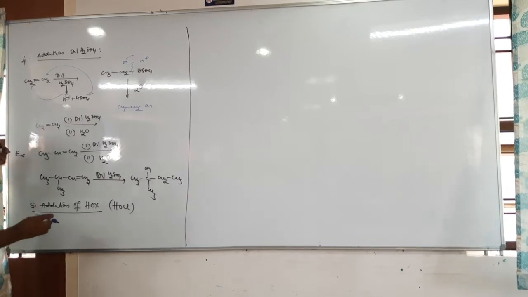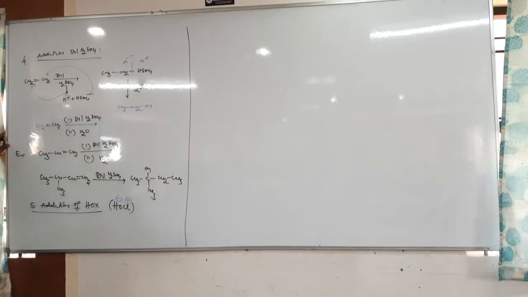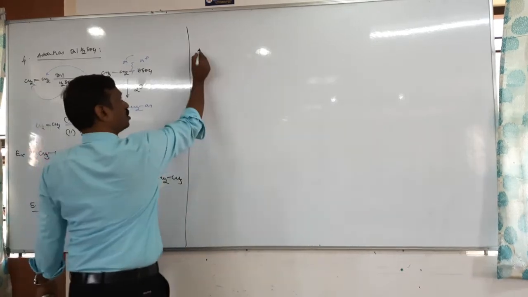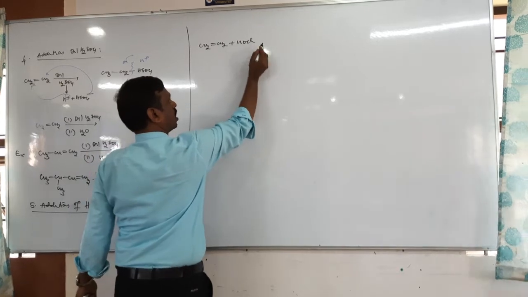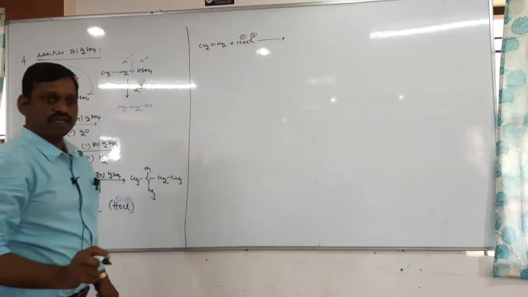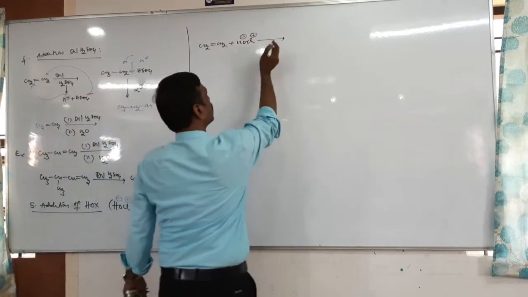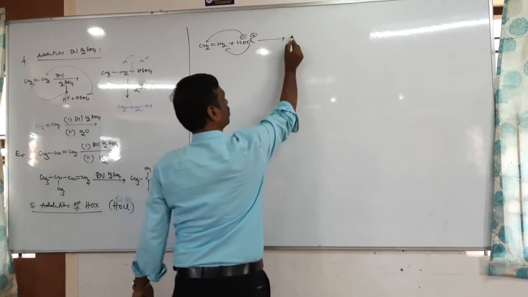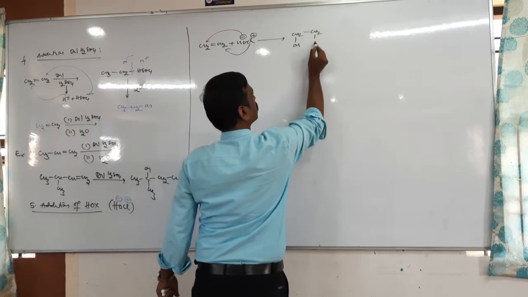Tell me, in HOCl, Cl is positive and OH is negative. So it adds according to Markovnikov rule. Now, CH2 double bond CH2 plus HOCl, where HO is negative and Cl is positive. Since it is a symmetrical alkene, you can add OH minus to one carbon and Cl plus to the other carbon, and it becomes CH2OH CH2Cl.